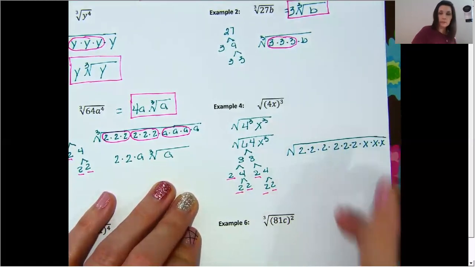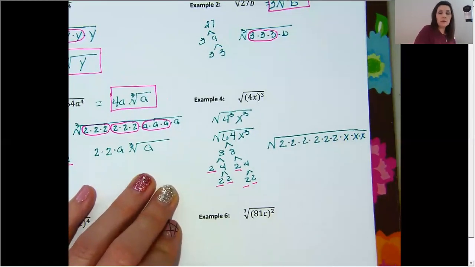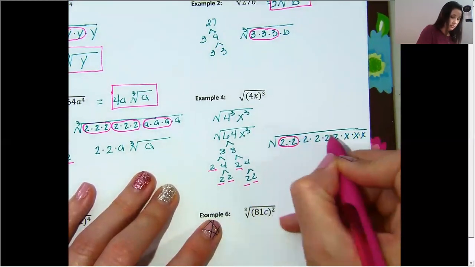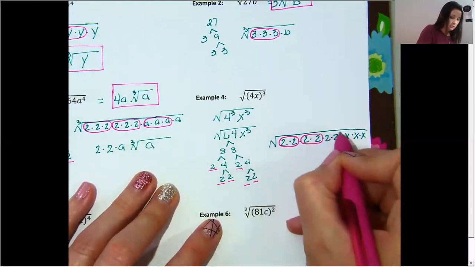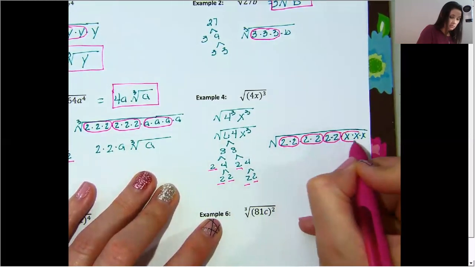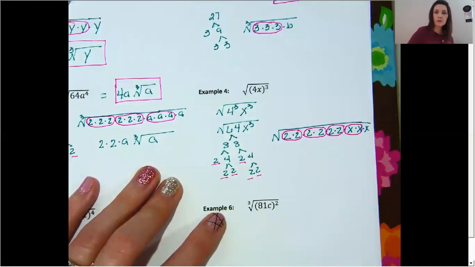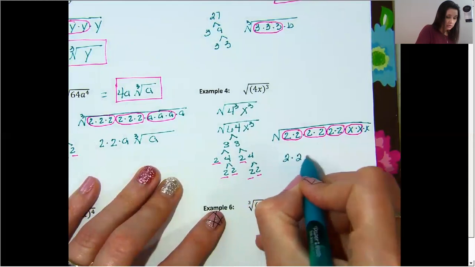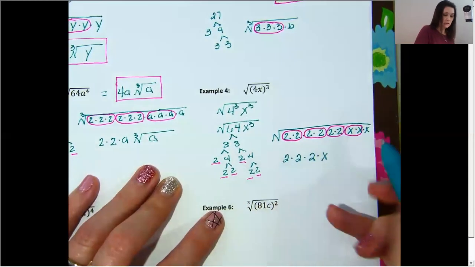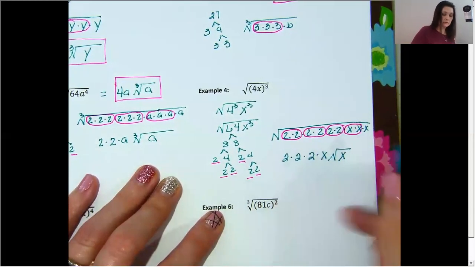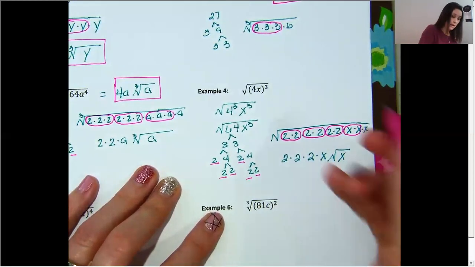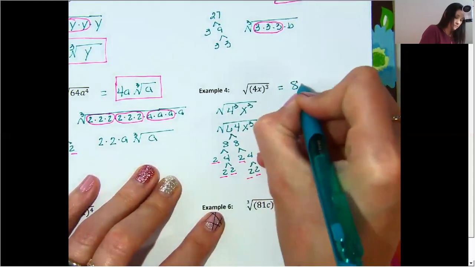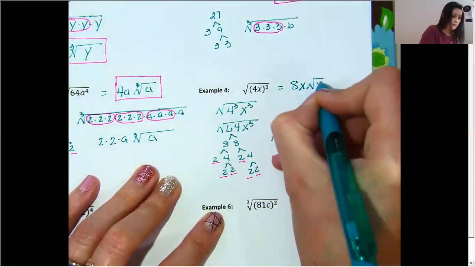Oh, almost ran out of space there. Okay. So now what I'm going to do is circle groups of 2 because it's a square root. All right, I only have 1 term left over and that is an x. So on the outside, I will have 2 times 2 times 2 times x, square root of x. Okay, so we can simplify that to 8x, square root of x.